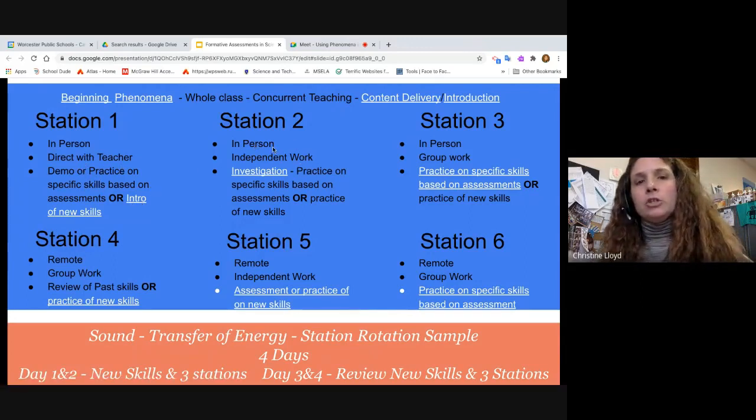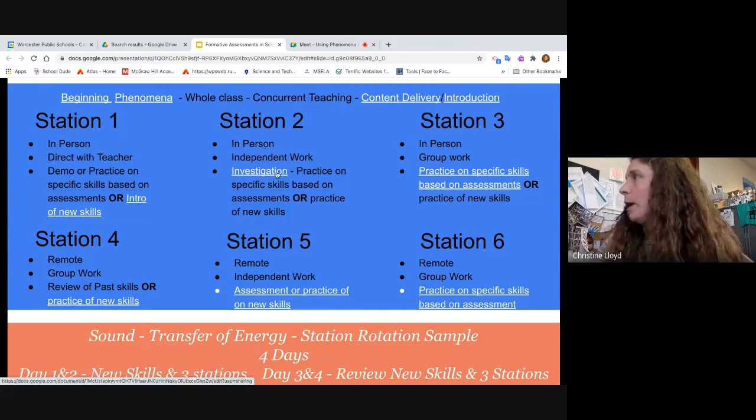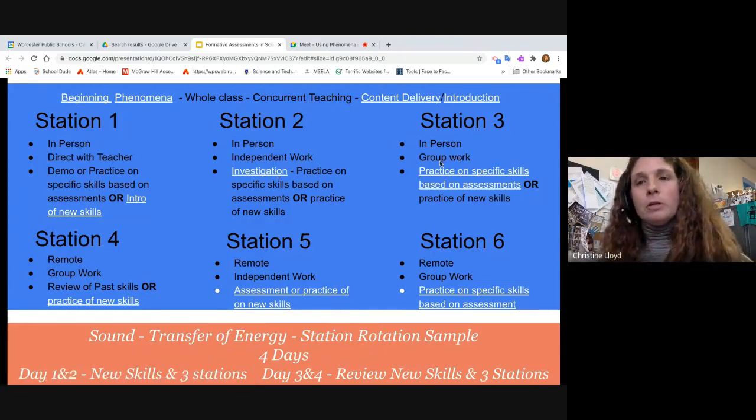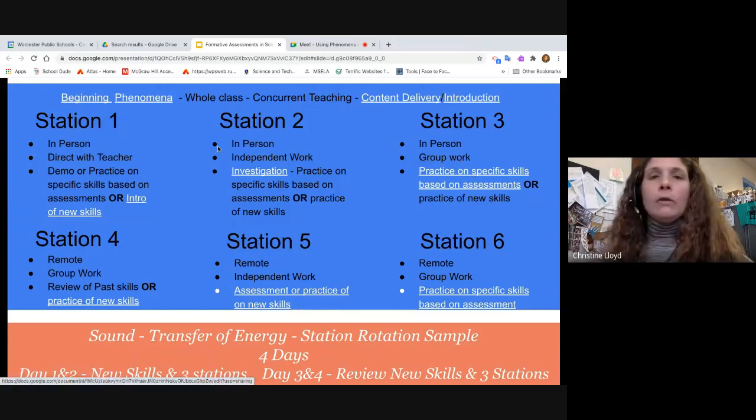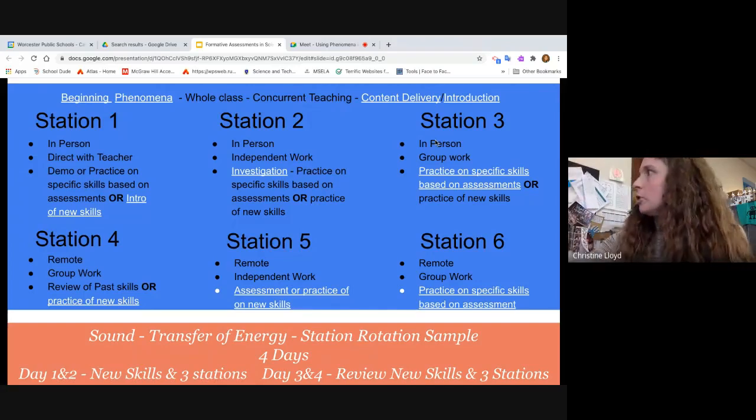Maybe in station 2, they're working by themselves and doing a science investigation, right? We have the materials to be able to do that at the elementary level, definitely. And then in station 3, they might be doing some group work, practicing on those specific skills. Now, these 3 stations are not 10-minute stations, right? They're going to be a little bit longer because they're going to take up those 2 days.